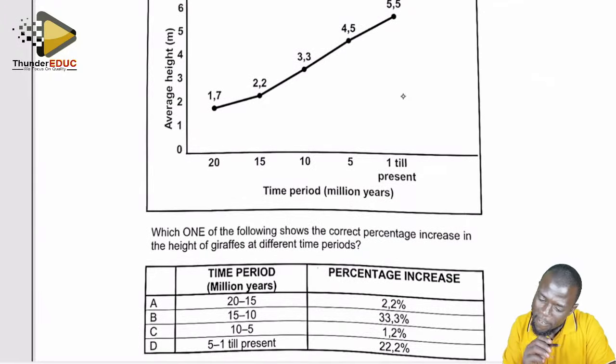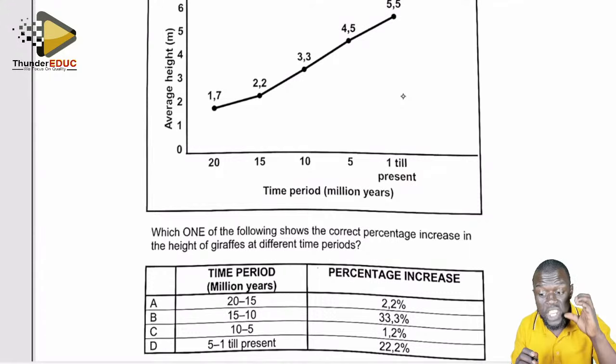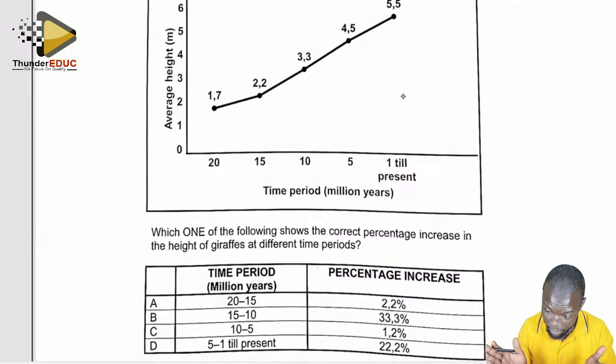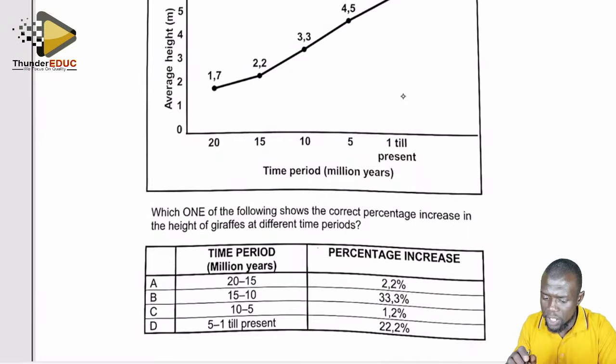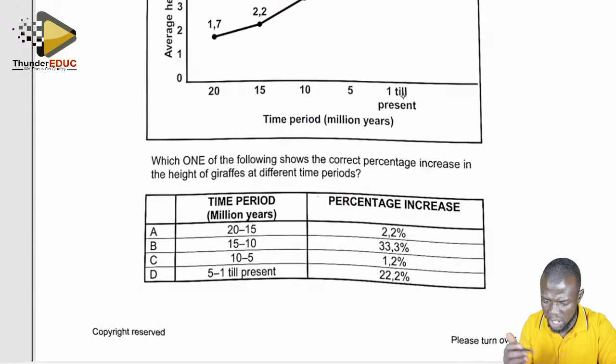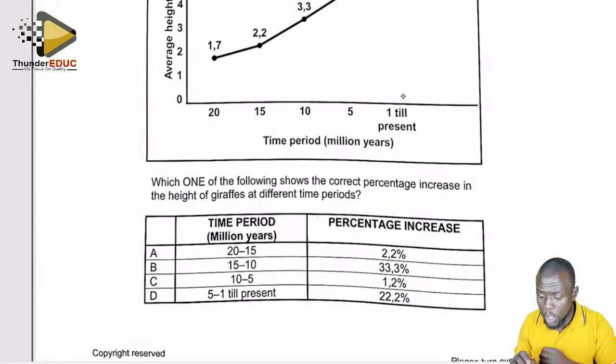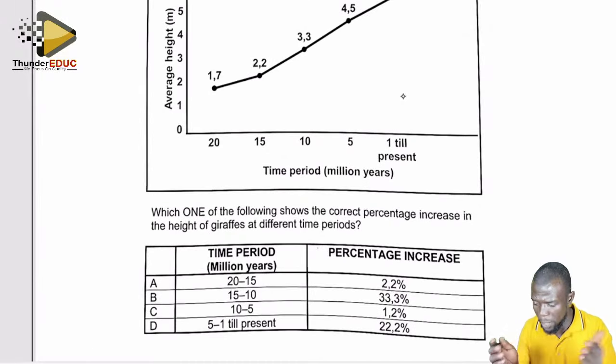1.1.8. The graph below shows the average height of giraffes in different time periods, used by Lamarck in the evolution theory. All right, it's a story. The average height of giraffes in different time periods. Which one of the following shows the correct percentage increase in the height of giraffes at different periods?